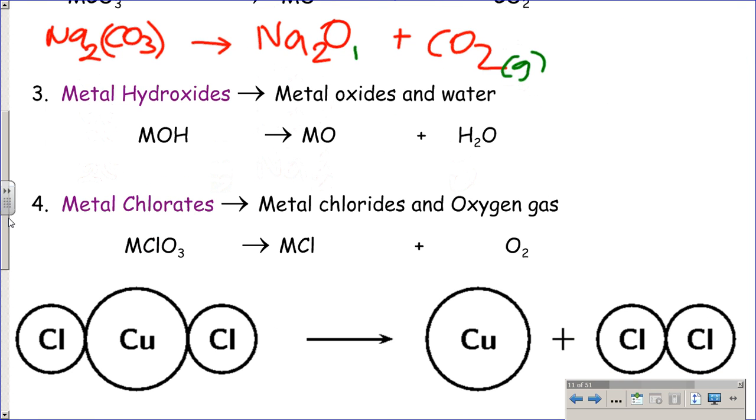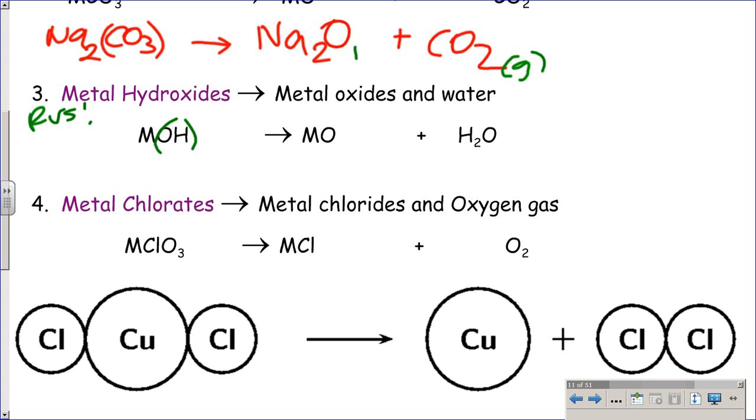What do you notice about this one? It's the reverse of the synthesis of the hydroxides. Look at your synthesis one. What was it? Metal oxide plus water yields metal hydroxide. So we just simply flipped it on this one. So hey, if you get that synthesis one, you got this one. You just got to reverse it. So metal hydroxides break back down into the 2 components that made them up previously.